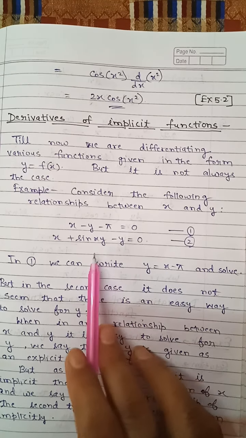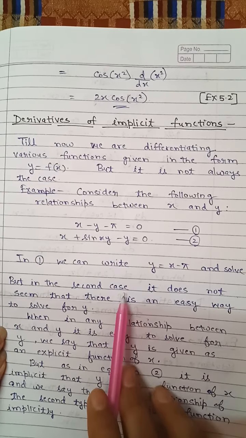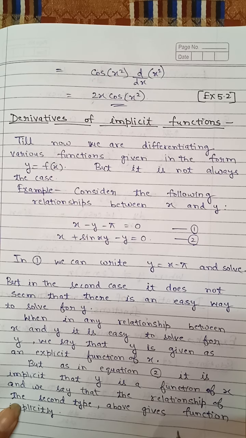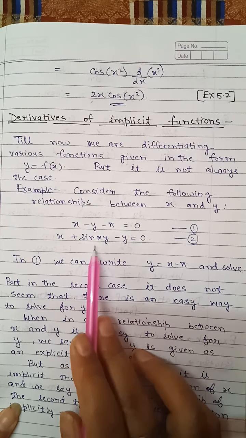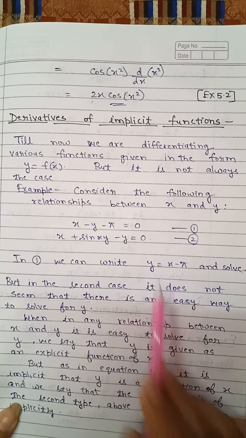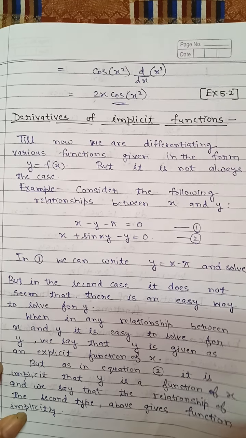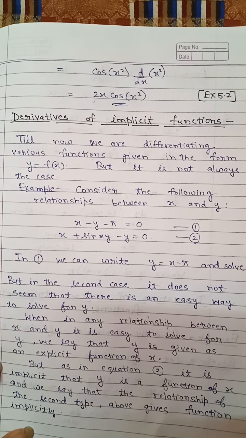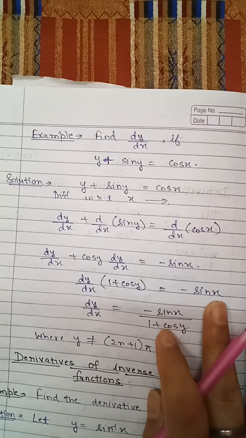But see, in the second equation, if I had to find dy by dx, it will not be an easy way to solve for y. In the first kind of relationship between x and y, it is easy to solve for y. But in the second equation, it will not be easy to find the value of dy by dx. So the second type of the given function, we can say that implicitly is there in between x and y. So what are we going to do for these kinds of things? Let's see with the help of an example.